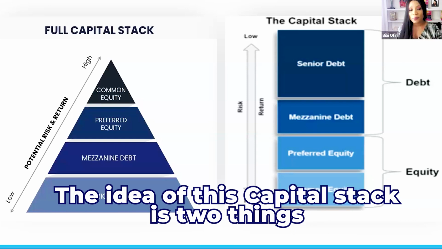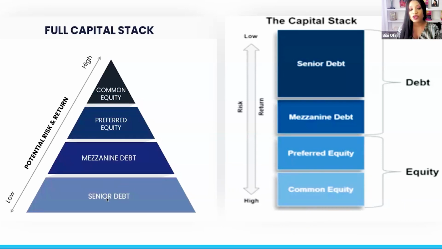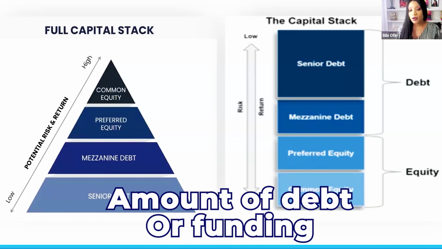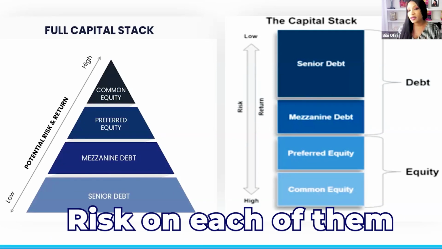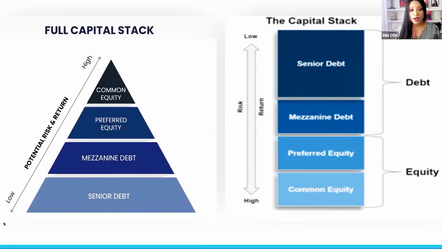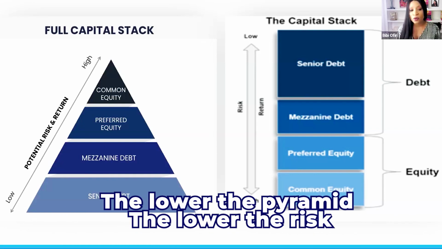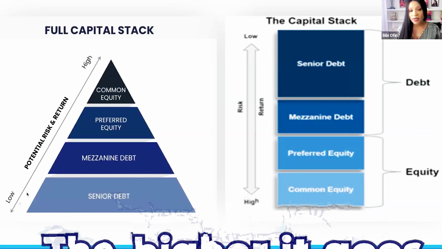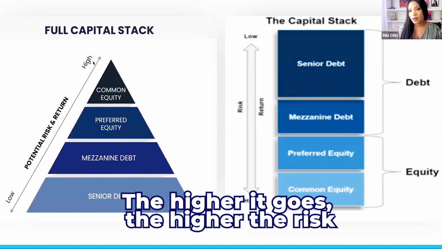The idea of this capital stack is two things. It's showing you the amount of debt or funding you're getting on each level, and also the risk on each of them. So if you look at this arrow downwards, you see the lower the pyramid where the debt is, the lower the risk. And the higher it goes, the higher the risk. And I'm going to show you why that is shortly.